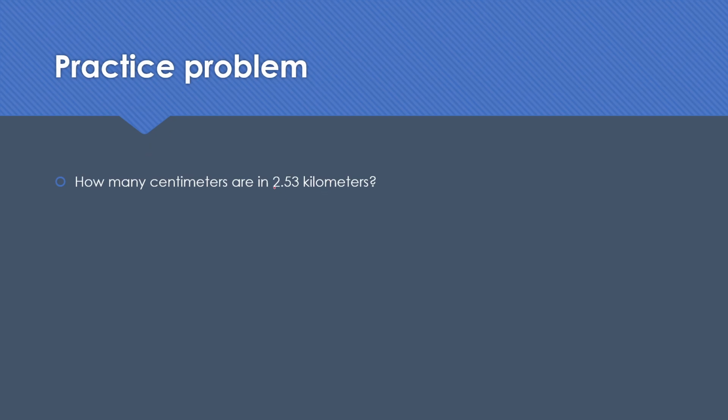So 1 centimeter is equal to 10 to the minus 2 meters. And 1 kilometer is equal to 10 to the positive 3 meters. Okay. Now, if you look, this is a difference of 10 to the 5th. Minus 2 to plus 3 is a difference of 5. So my equivalence is either 1 centimeter is equal to 10 to the minus 5 kilometers, or 1 kilometer is equal to 10 to the 5th centimeters.